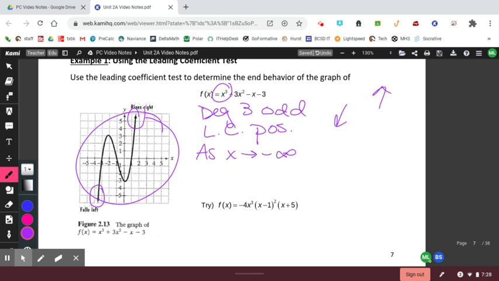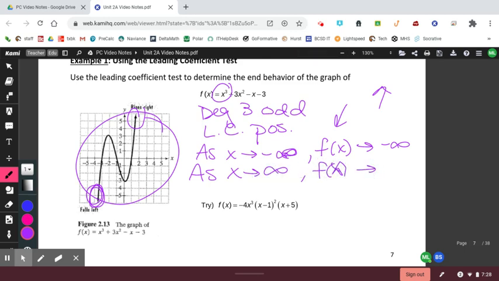Another way you could see this written: as x goes to negative infinity, so as we're going further on the left side of the graph, f of x also goes to negative infinity. And as x goes to infinity, f of x goes to infinity. Just another way to write it, but it falls left, rises right.